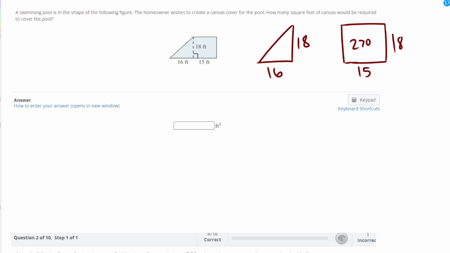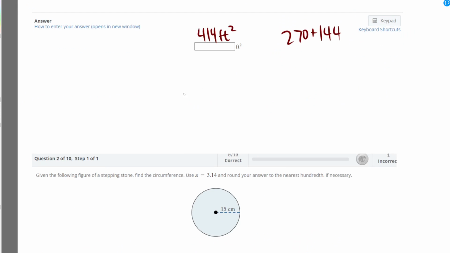16 times 18 times 0.5 is 144. If you add these together, 270 plus 144, you should get 414 feet squared. So 414 feet squared. It will give you the units that it's in.